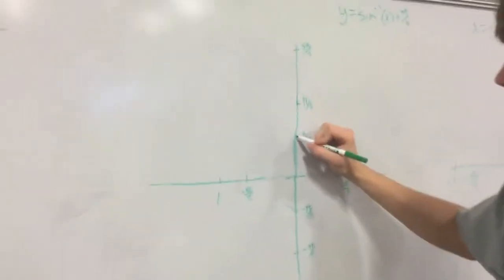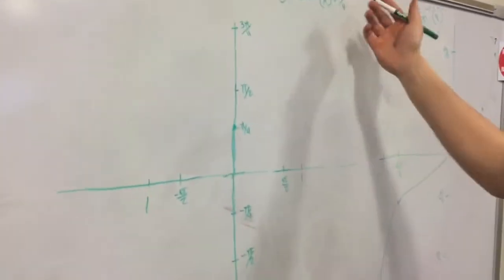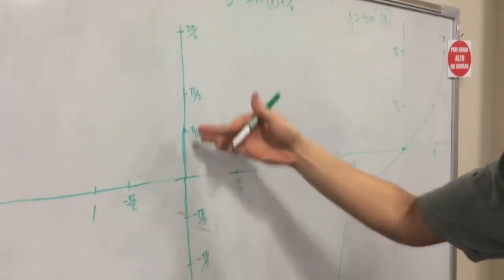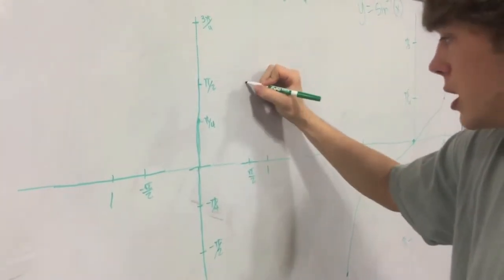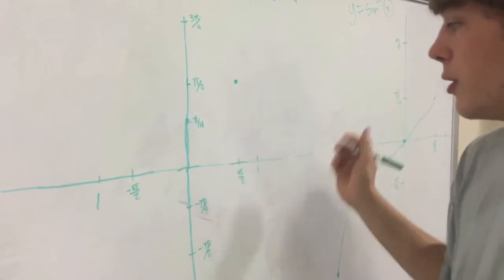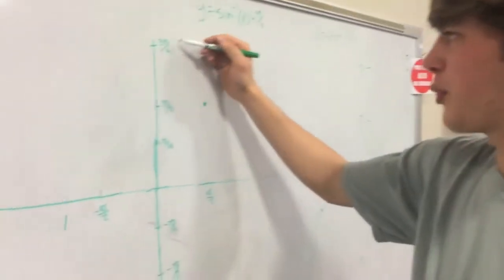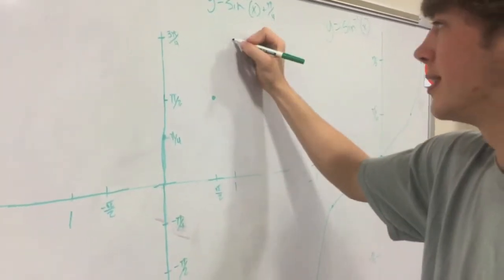So this now becomes 0. We're moving it up pi over 4. 0 to pi over 4. Then everything else corresponds. You got pi over 2 to square root of 2 over 2. Then we've got 3 pi over 4 to 1.